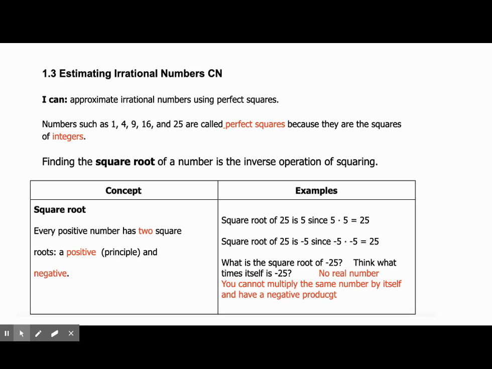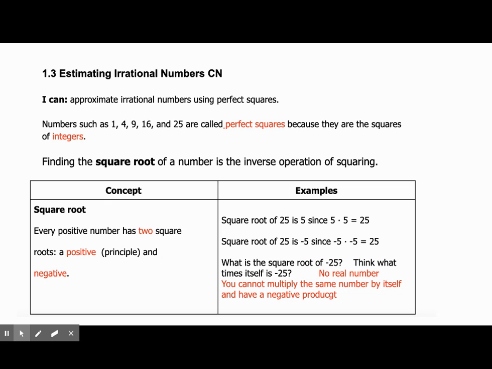So numbers such as 1, 4, 9, 16, and 25 are called perfect squares because they are the squares of integers. When we find the square root of a number, we are performing the inverse operation of squaring. So squaring and square root are inverse operations. We're going to look at the concept of square root. Every positive number has two square roots. A positive, which is also called the principal square root, and a negative square root.